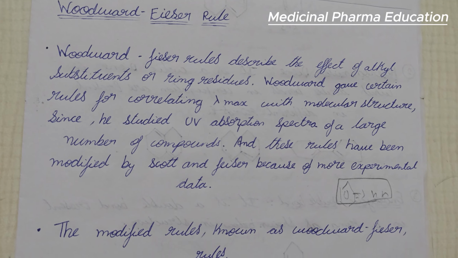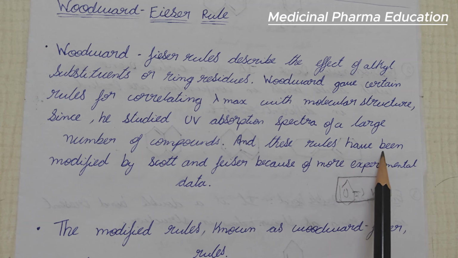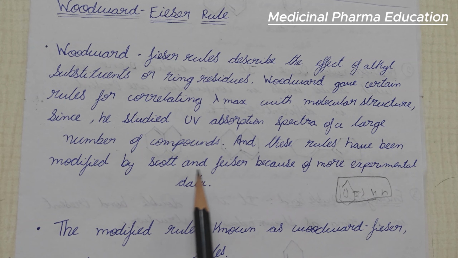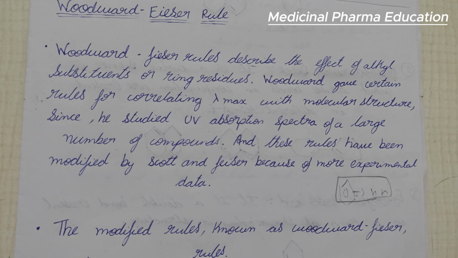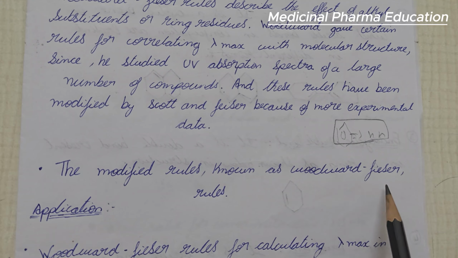Later on, these rules were modified by Scott and Fieser because of more experimental data. These two scientists conducted more experiments on UV absorption spectra and modified the Woodward rules. Then the name came: the modified rules are known as Woodward-Fieser rules.